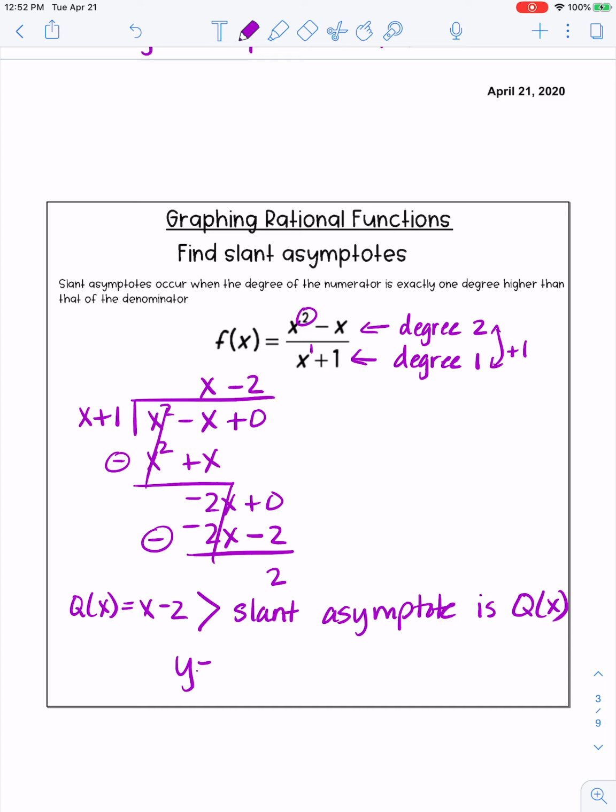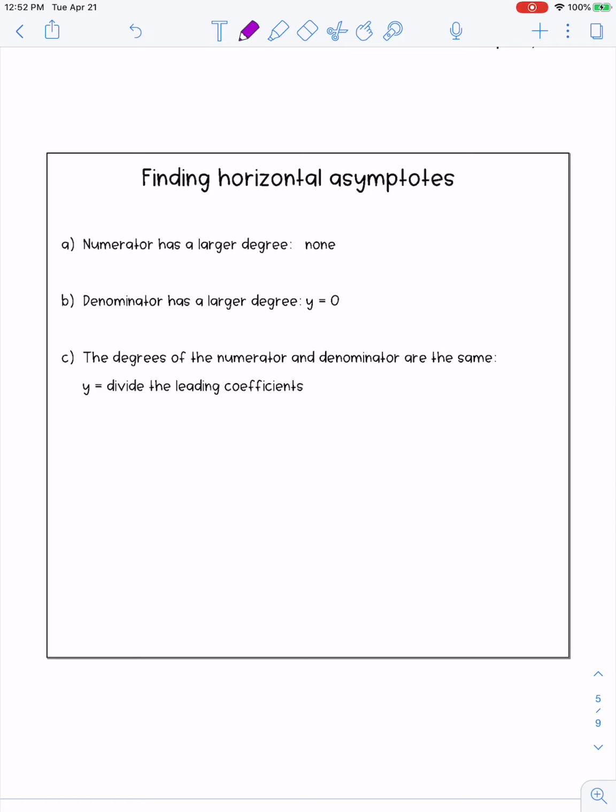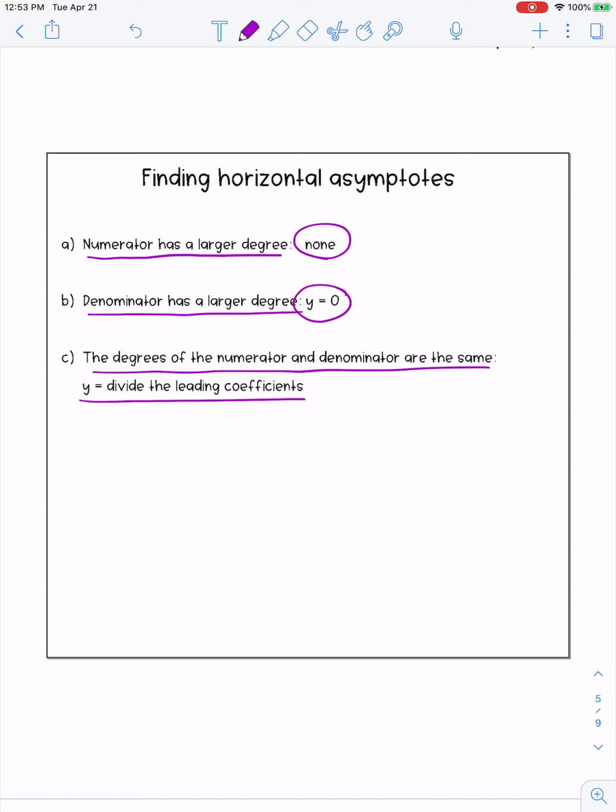Which is y equals x minus 2. Okay. Finding horizontal asymptotes. So there's 3 scenarios. Either the numerator has a larger degree, and if that's the case, there's no horizontal asymptote. If the denominator has a larger degree, then my horizontal asymptote is y equals 0. If the degrees of the numerator and denominator are the same, then you have to divide the leading coefficients, and whatever that answer is, y equals that number is your horizontal asymptote.